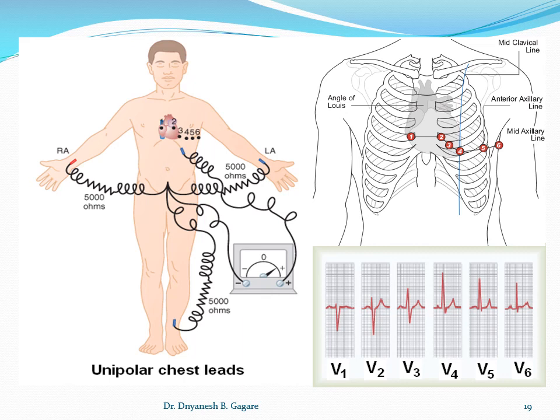Okay, so in the first lecture I told that suppose this is the exploring electrode, and if the current is flowing towards the exploring electrode, we get the positive wave, and if the current is flowing away from the exploring electrode, then we get the negative wave. For example, in V1, okay, in V1, where is the position of the exploring electrode?